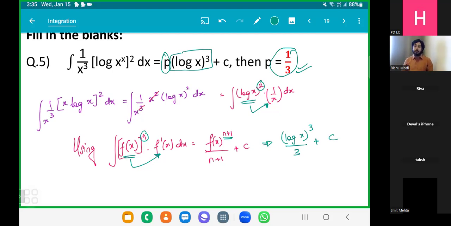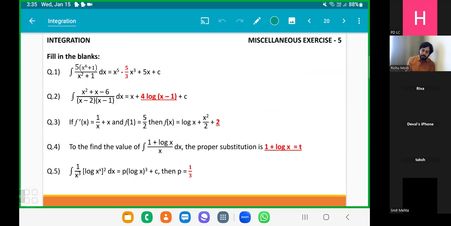So here we have used the property f of x raised to n into f dash x, the first property of the integration chapter. This is the fill in the blanks, question number 5. So these were the 5 answers. You can take a screenshot if you have not written anywhere. I think the third answer as per the given textbook is wrong because they have written something like plus c. Maybe do check that. But your correct answer should be plus 2 in that case. So those are the 5 fill in the blanks.